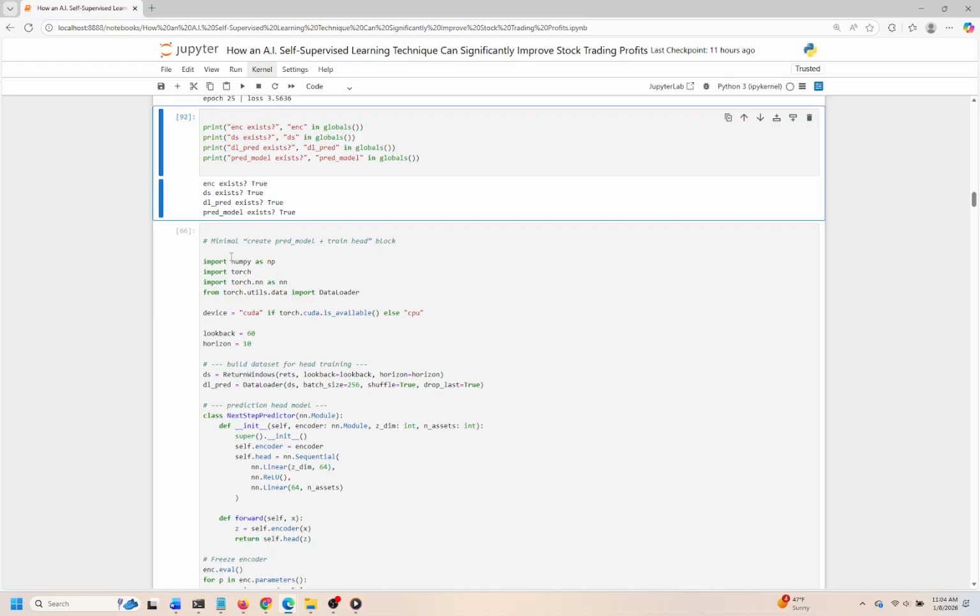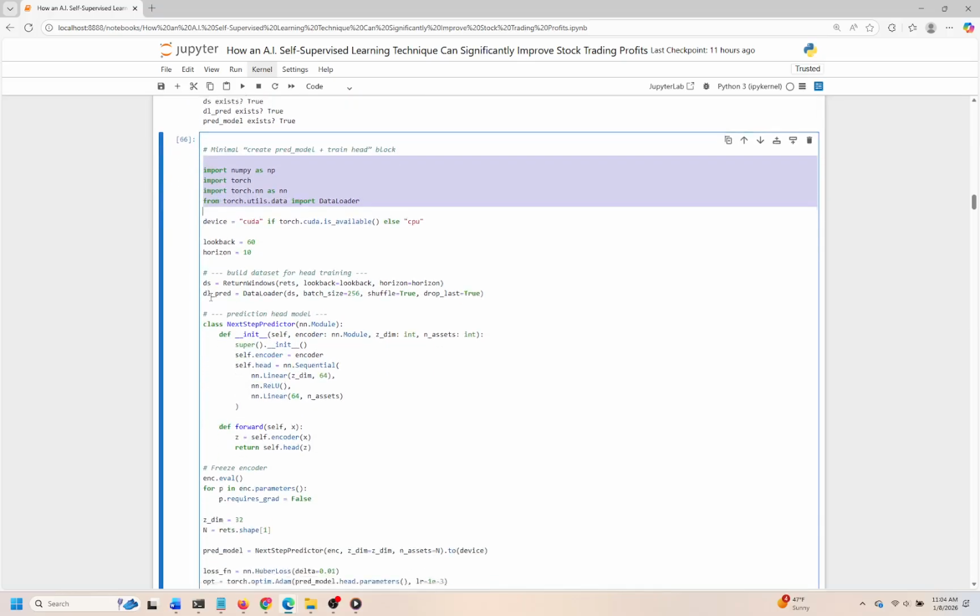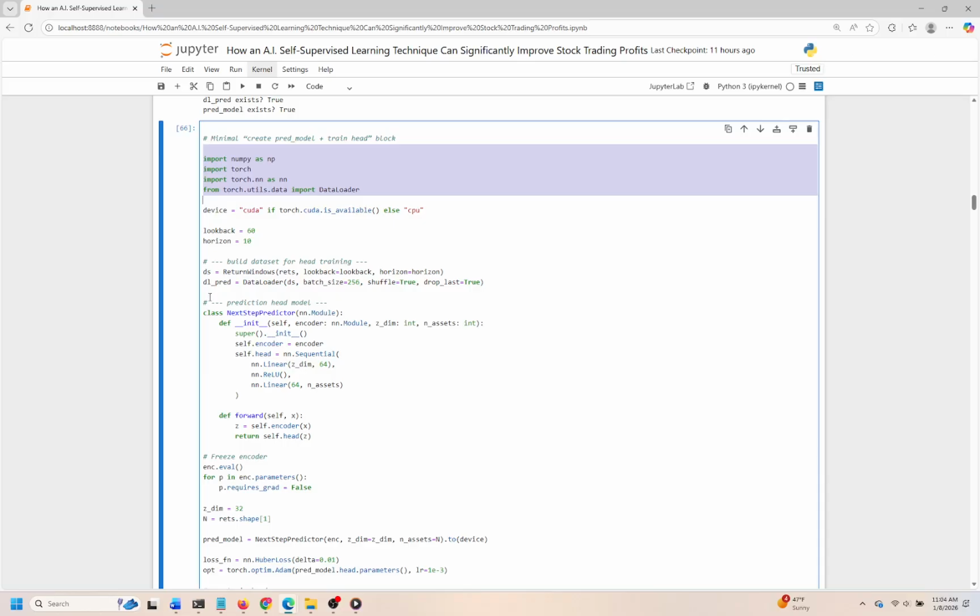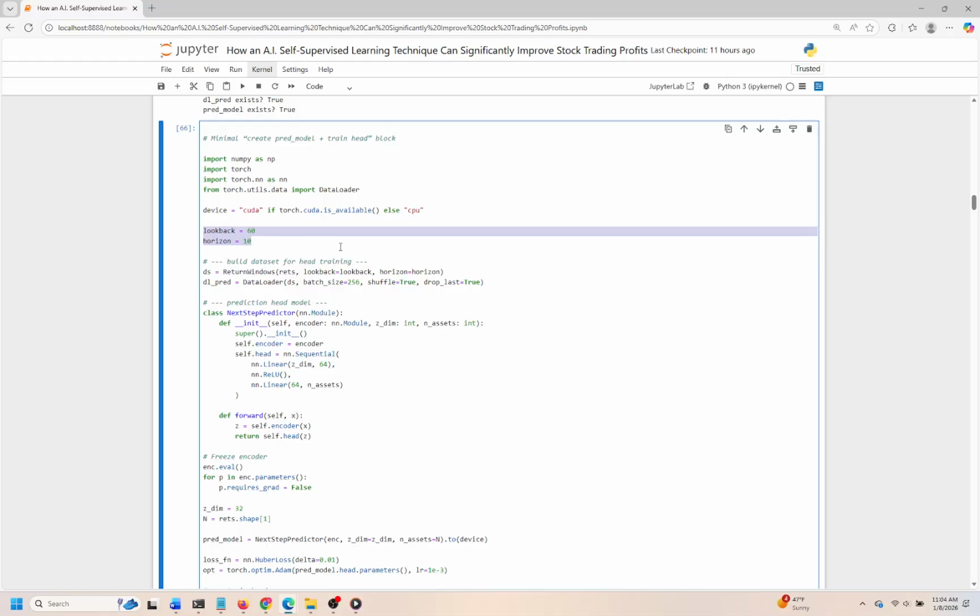In this cell, we establish a crucial framework for creating a predictive model that will help us forecast future returns based on a series of historical data points. This process is essential because it enables us to leverage the relationships in our data to make informed decisions, ultimately enhancing our trading strategies. At the start, we set the stage by defining the desired lookback period and the forecast horizon. The lookback variable indicates how many previous time steps we want to consider, while the horizon signifies how far into the future we intend to predict.